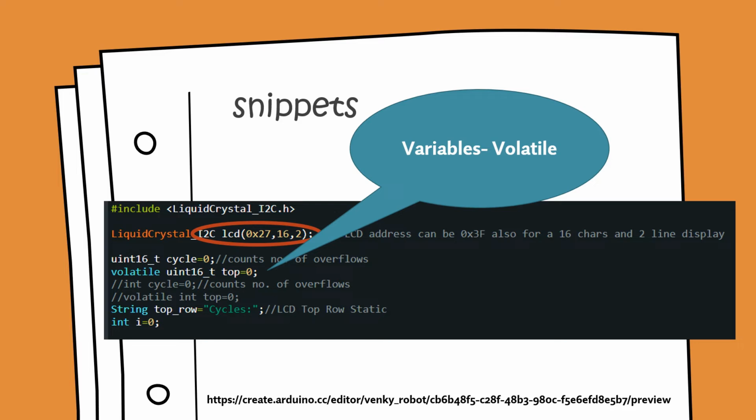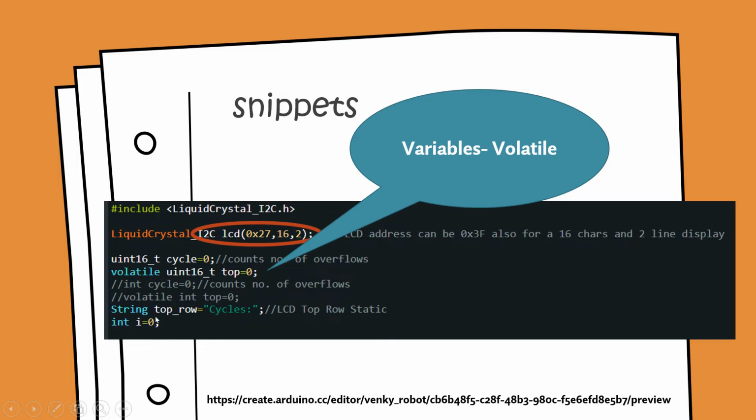We include the LiquidCrystal I2C library. As you can see here in this red circle, the address used is 0x27. We have a variable called cycle and a volatile variable called top. This volatile variable will be incremented in the interrupt vector. In the interrupt vector, we prefer to use volatile variables since they are picked up from the RAM instead of being picked up from the registers, and that makes it faster and error proof.